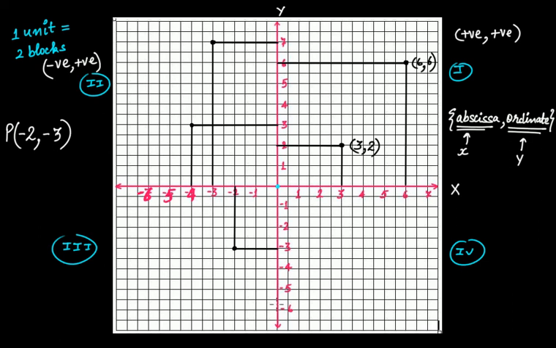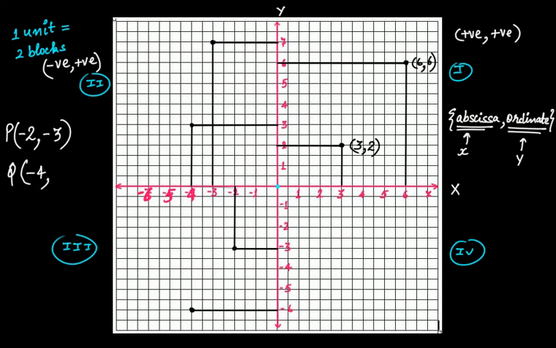Let's take one more point. Let's say that you have to tell this point Q. First you have to tell the abscissa. So you have to tell this distance from the y-axis. That is, you have to count the number of units on the x-axis. Distance from the y-axis means count the number of units on the x-axis. So how many units do we have? We have 4 units, but it is at the number minus 4. So write it as minus 4, comma.